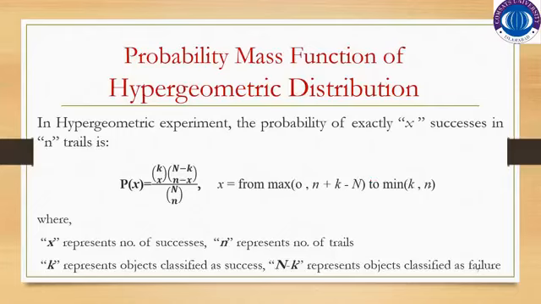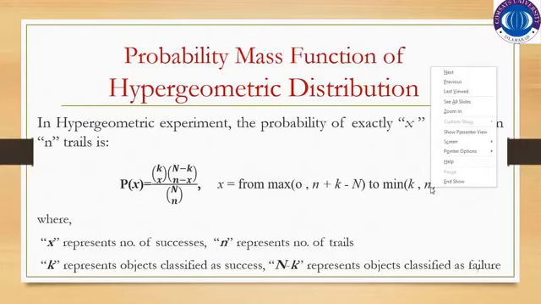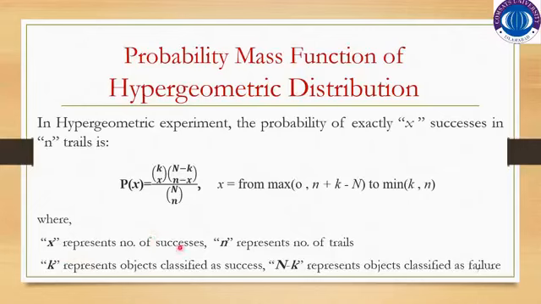Now the question is, what is this capital N? What is this k? What is this small n? Now in this case, x represents the number of successes, same as the binomial distribution. n represents the number of trials, same as the binomial distribution. Now the new thing here is k. k represents objects classified as success.